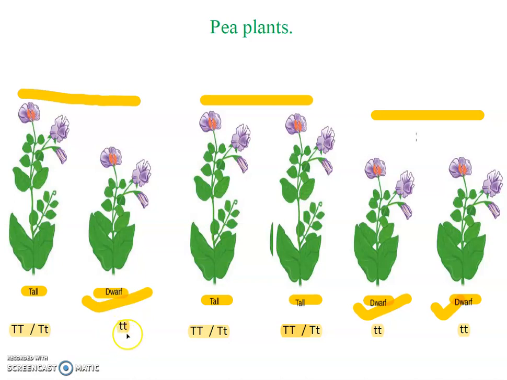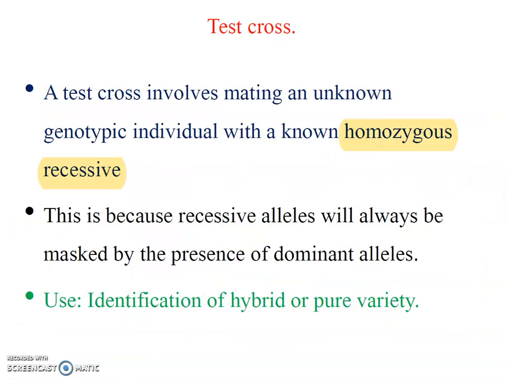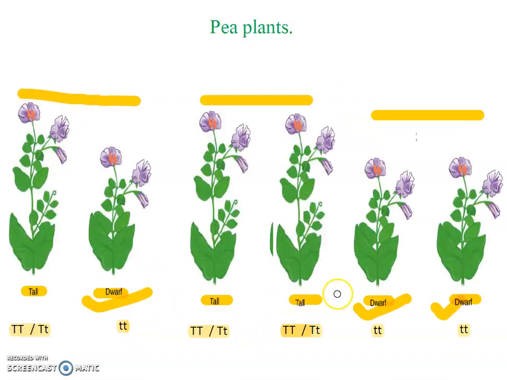It is called homozygous recessive, small t, recessive, because according to Mendel's first law of dominance, when pure tall and pure dwarf are crossed, F1 is always tall, so the dwarf is recessive. This is because recessive alleles will always be masked by the presence of dominant alleles. And the use of test cross is the identification of a hybrid or pure variety. To find out whether this is hybrid or pure, we cross it with a dwarf plant.